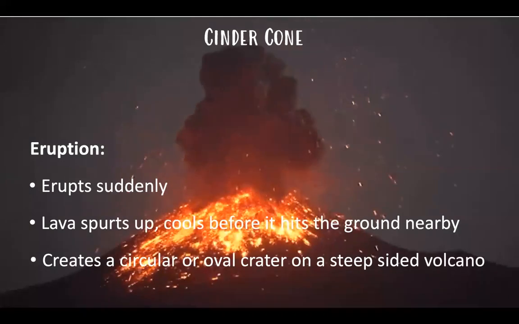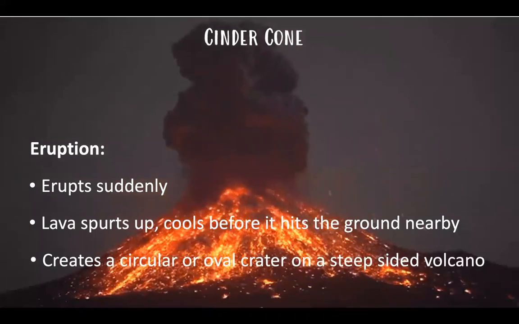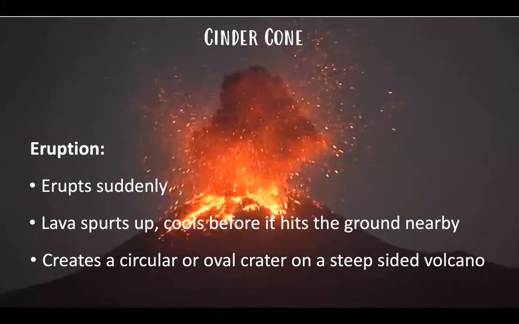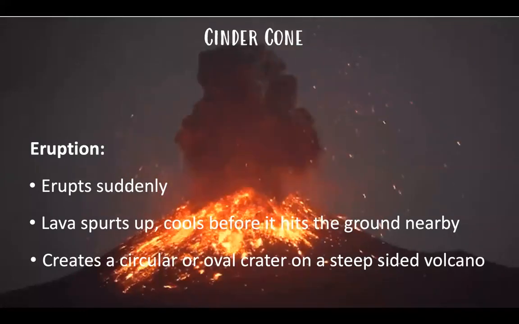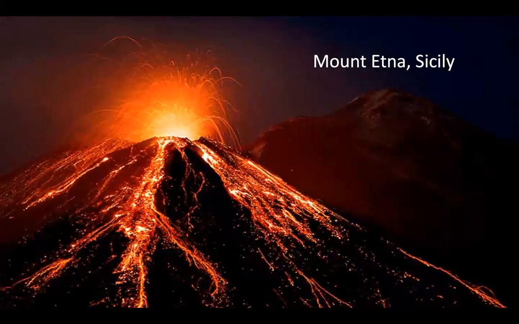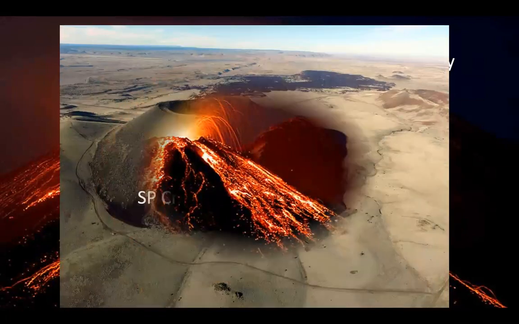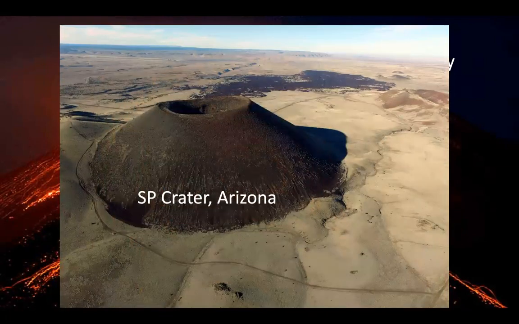Usually you're going to have that circular or oval crater on a steep-sided volcano. So this is the classic cartoon volcano. So there you go, Mount Etna in Sicily. Also, this is one of my favorites. I like to show this every year. It's not a very well-known cinder cone, but it's called the SP crater in Arizona.